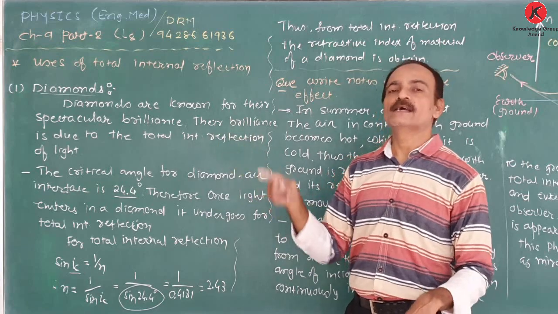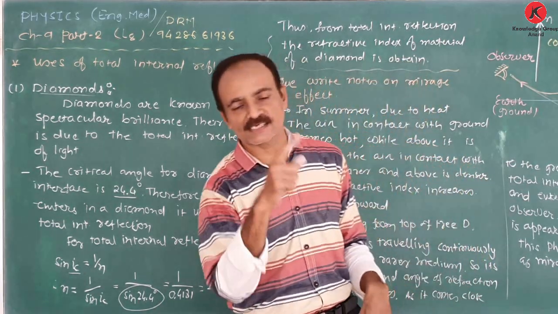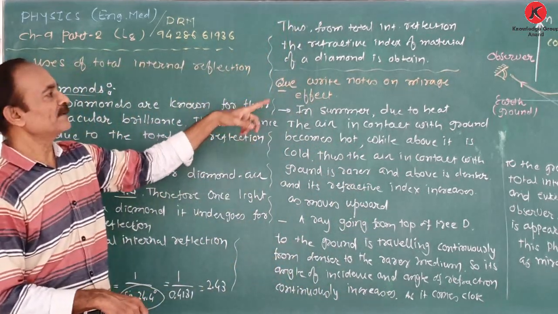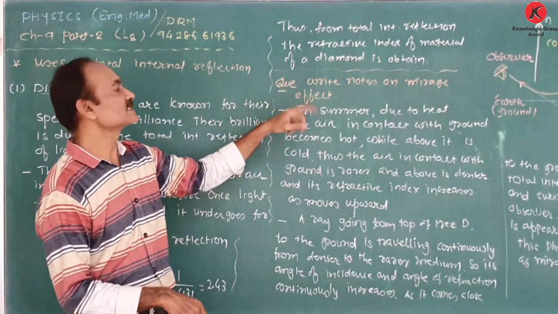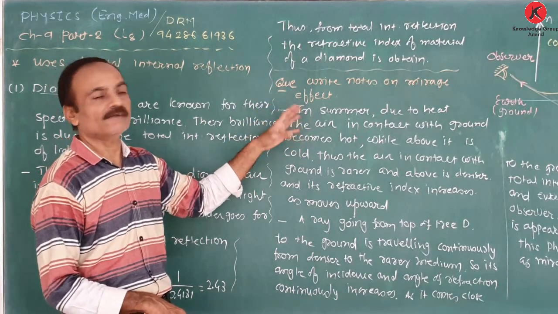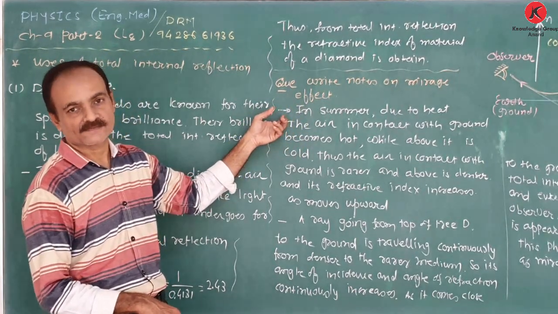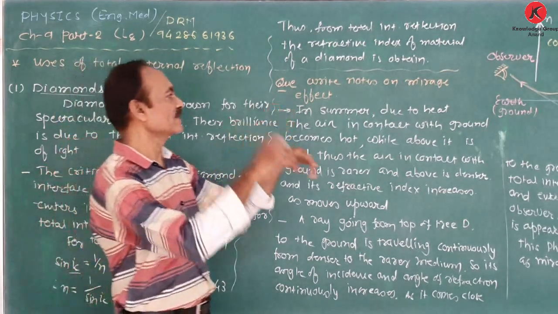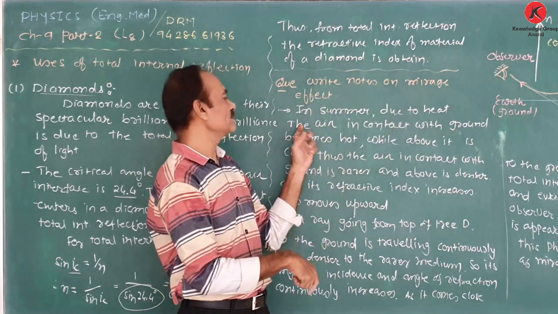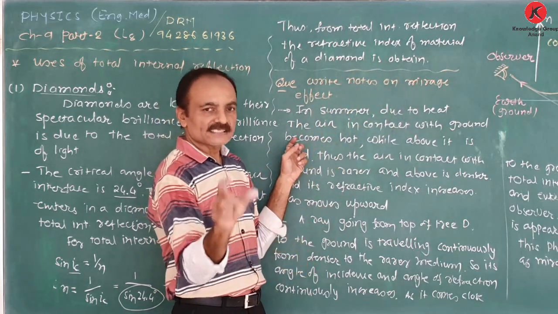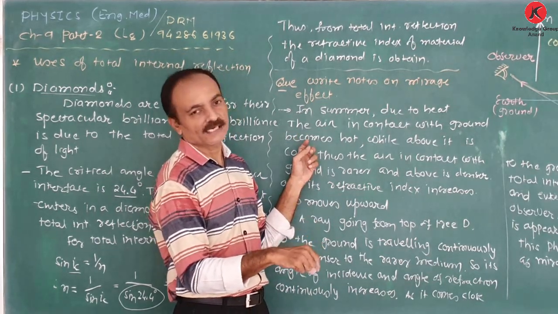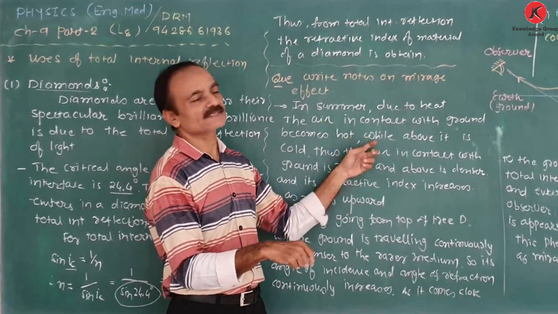Clear? Okay. Now we are going to start a discussion about the second phenomenon, which is the mirage effect. In the summer season, we know that the temperature is very high. That means it is a hot day, and a very large amount of heat is delivered by the sun. Now in summer, due to the heat, the air in contact with the ground becomes hot, and due to this heat, the air becomes thin. That means it becomes rare.